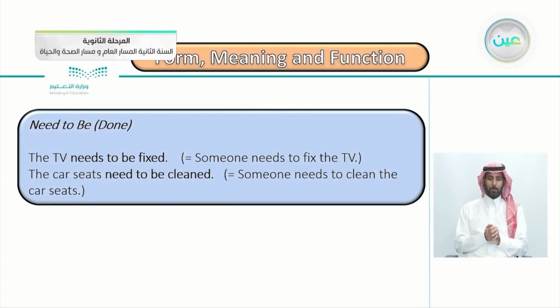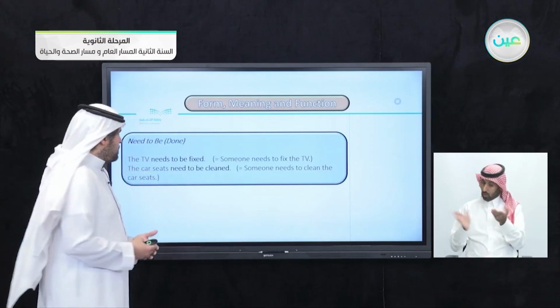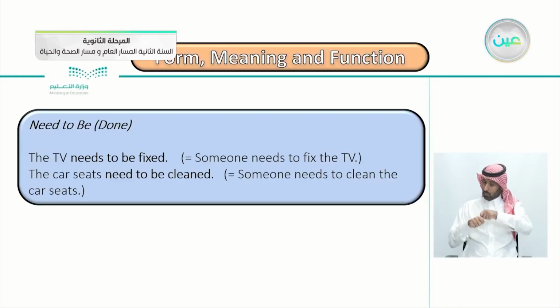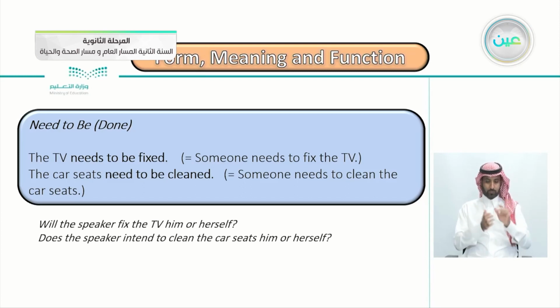And the second part of the lesson here: need to be done. Done here is the past participle, of course. The TV needs to be fixed. When you say the TV needs to be fixed, it means someone needs to fix the TV. It's not you. The car seats need to be cleaned. Someone needs to clean the car seats.